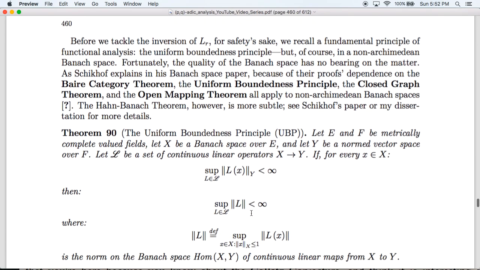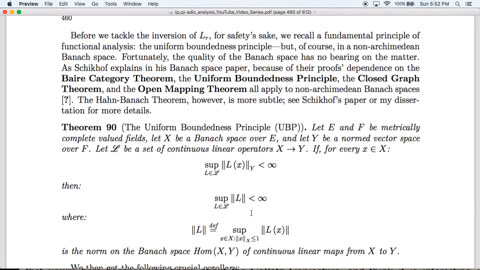So let's just review. The uniform boundedness principle says: let E and F be metrically complete valued fields, let X be a Banach space over E, and let Y be a normed vector space over F. Let L be any set of continuous linear operators from X to Y. If for every x in X the L's are uniformly bounded in norm pointwise, then the L's are in fact uniformly bounded norm-wise, where as usual, the operator norm of L is the supremum of the Y norm of L of x taken over all x in X with X norm less than or equal to 1.